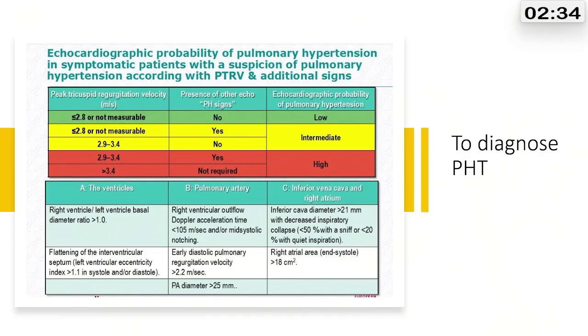In the guidelines for the diagnosis of pulmonary hypertension, the ventricles are specifically measured and have their own area to assess.